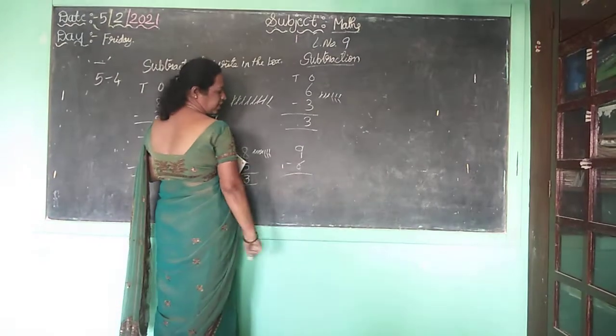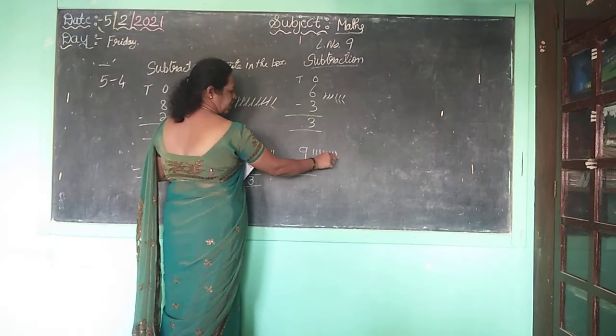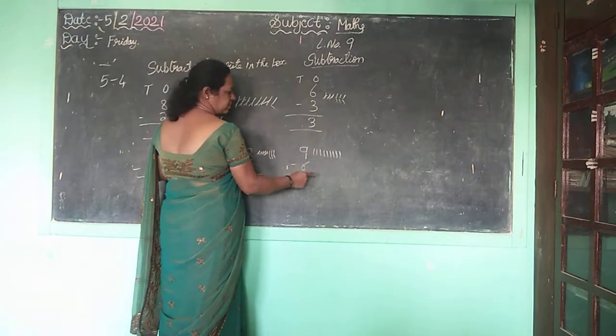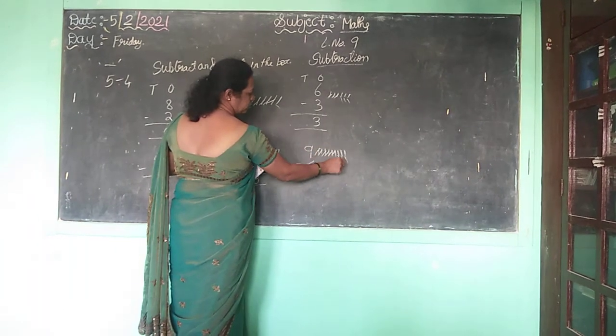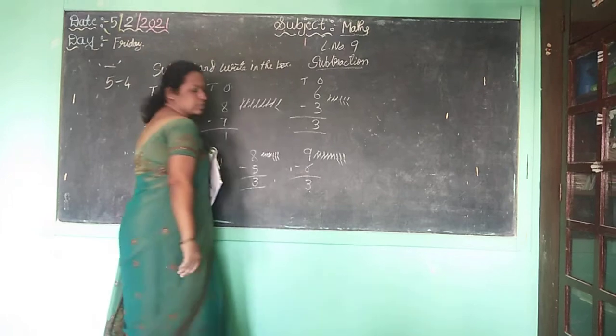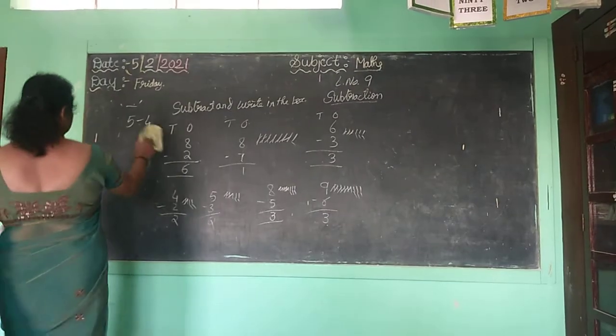How many strokes, children? 9. 1, 2, 3, 4, 5, 6, 7, 8, 9. How much do you have to take away? 6. 1, 2, 3, 4, 5, 6. Remaining 1, 2, 3. Okay children, subtraction means taking away the number.